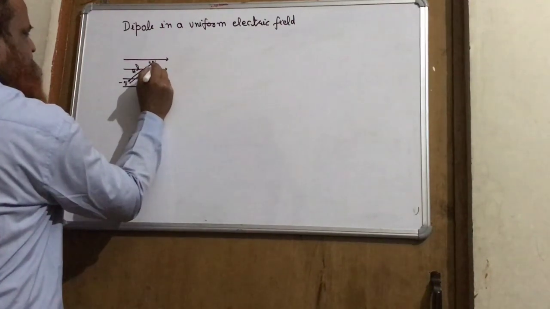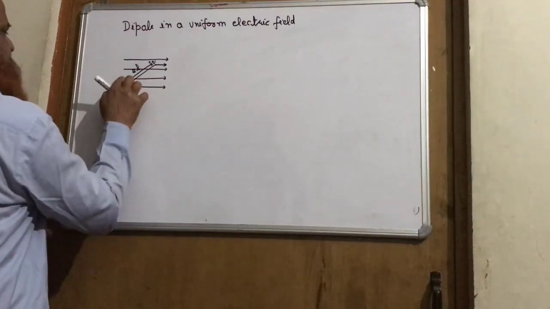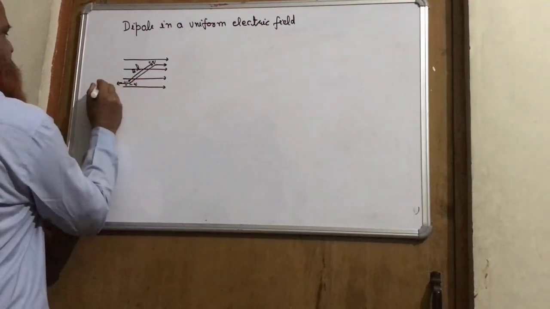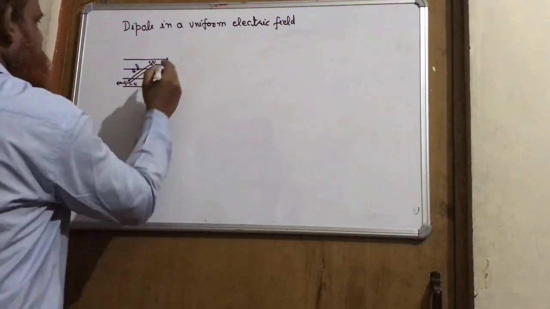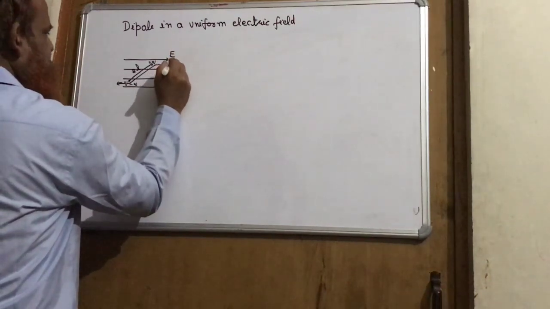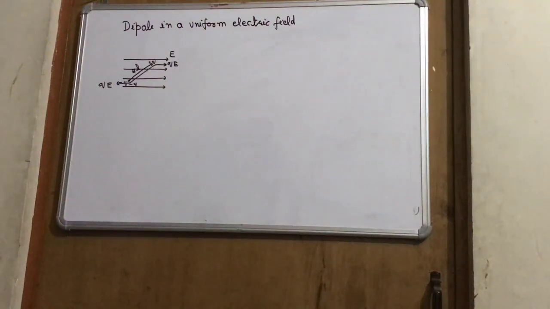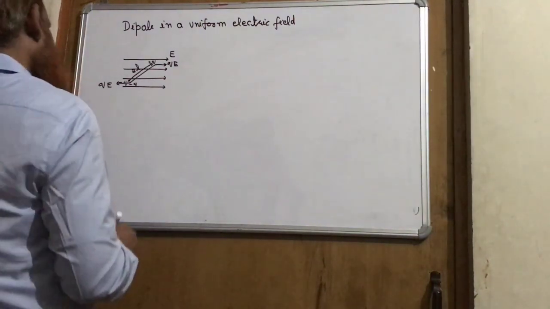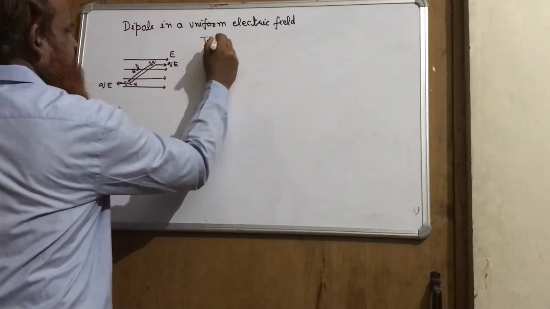The force on the plus q charge will be in this direction and the force on the minus q charge will be in this direction. The force on the positive charge is in the direction of the electric field E, that is qE, and on the negative charge it is qE but opposite to the electric field. So the net force on the dipole in a uniform electric field is 0. But there is a torque experienced by the dipole. So we will find the expression for the torque.